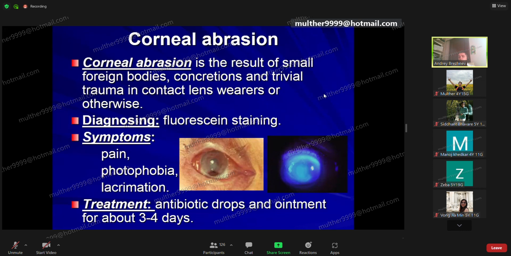So especially if it's a very small erosion, you can use only 1 or 2 types of antiseptic solution or antibacterial drops and ointment. You can combine them, but without any special drugs. And in 3-4 days, you'll see the total epithelialization, with the restoring of the normal surface of the cornea.